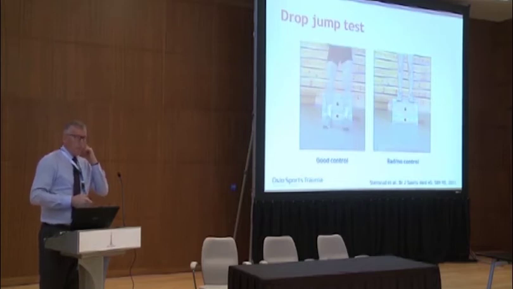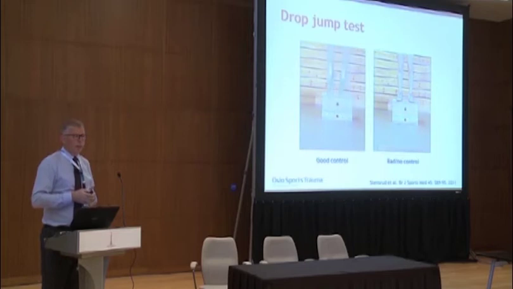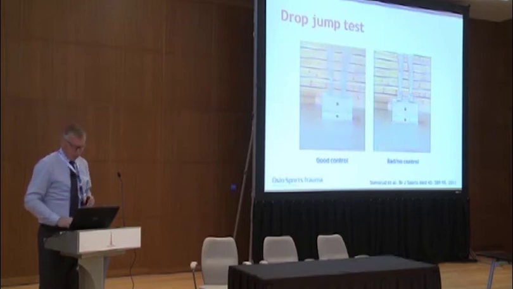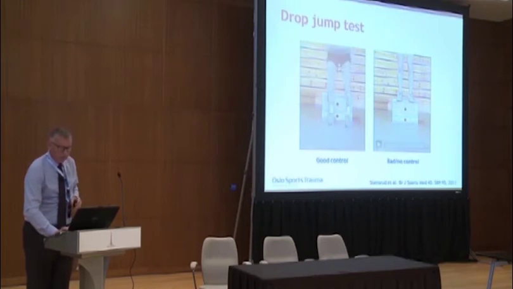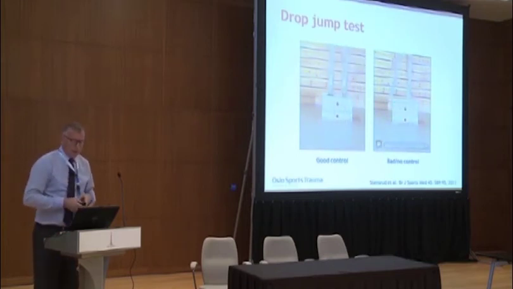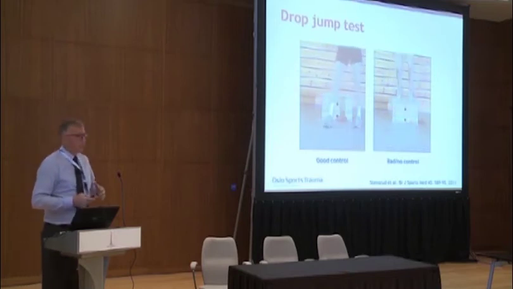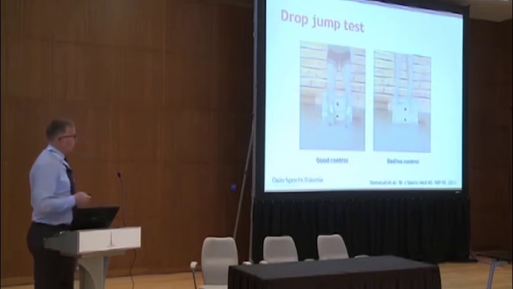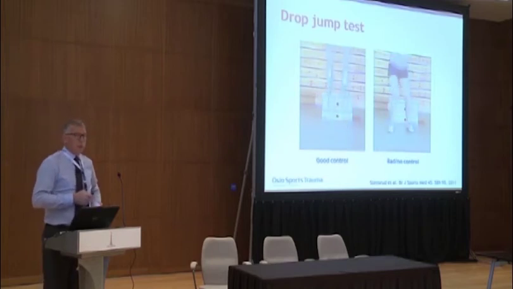So let me use one example. And those of you working in female handball, at least, are familiar, I'm sure, with this type of screening test where you have somebody jump down from a box, and you see a player jumping up here with good control. And then on your right, you will see a player with bad control.